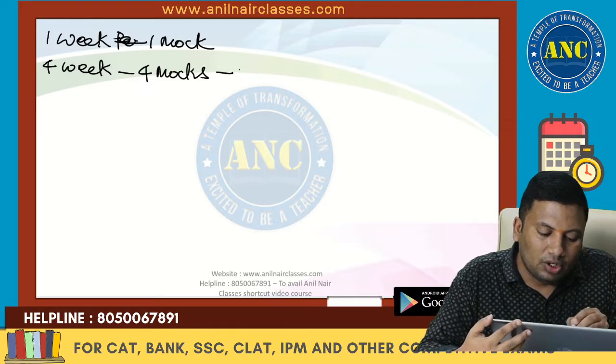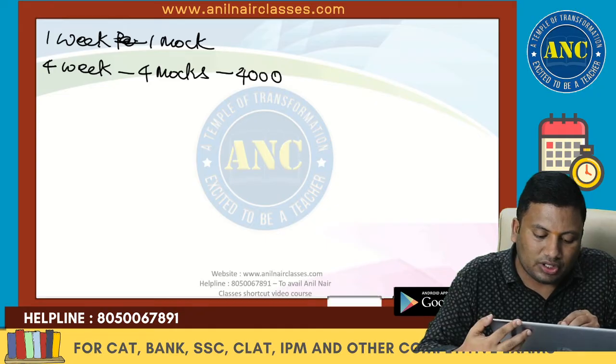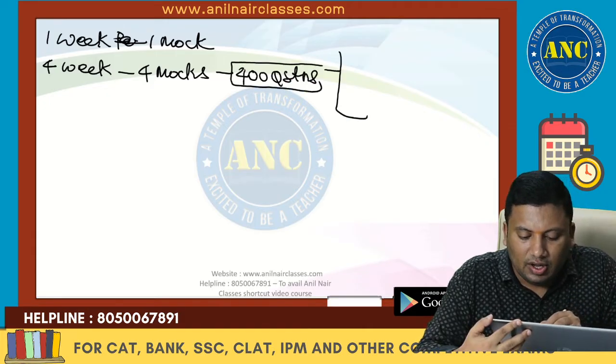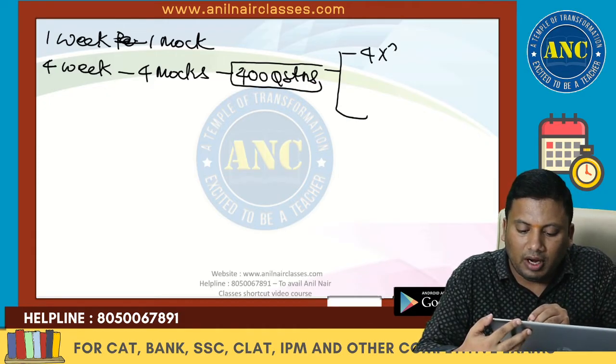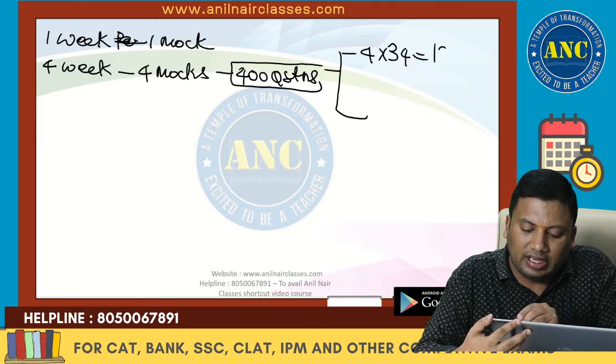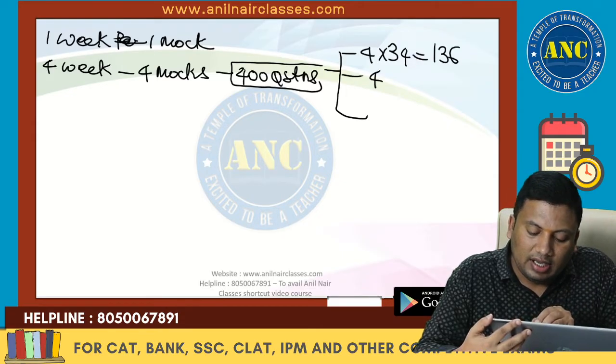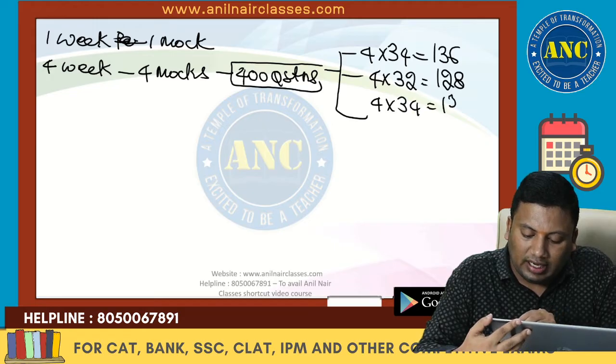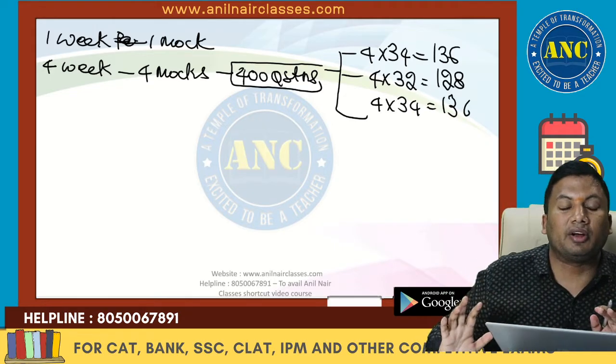That means you attempted 400 questions. In these 400, in section 1, verbal, you attempted 4 into 34, 136. LRDI, you attempted 4 into 32, 128. Quant, you attempted 4 into 34, 136. Total 400 questions, you are ready.